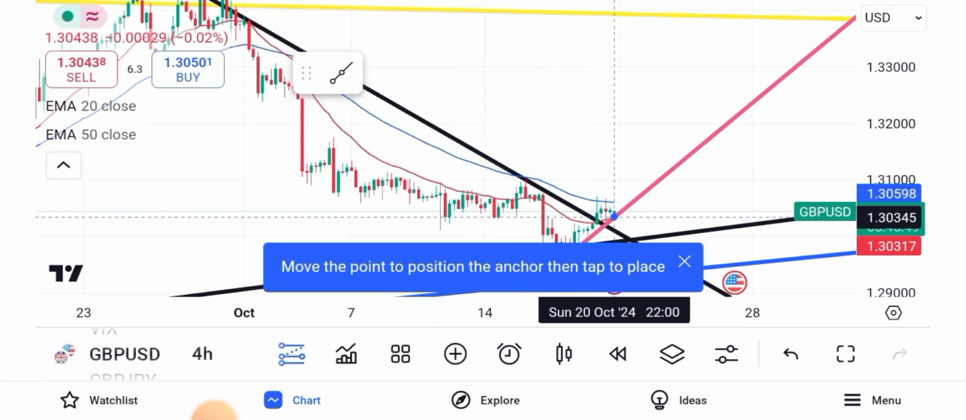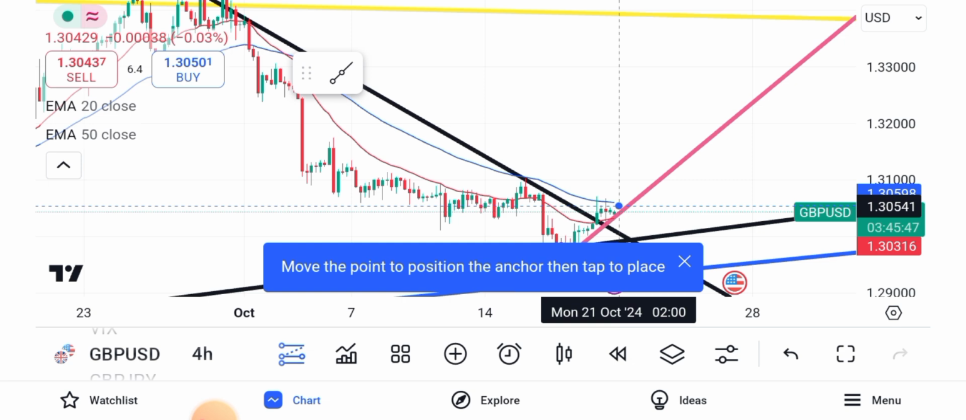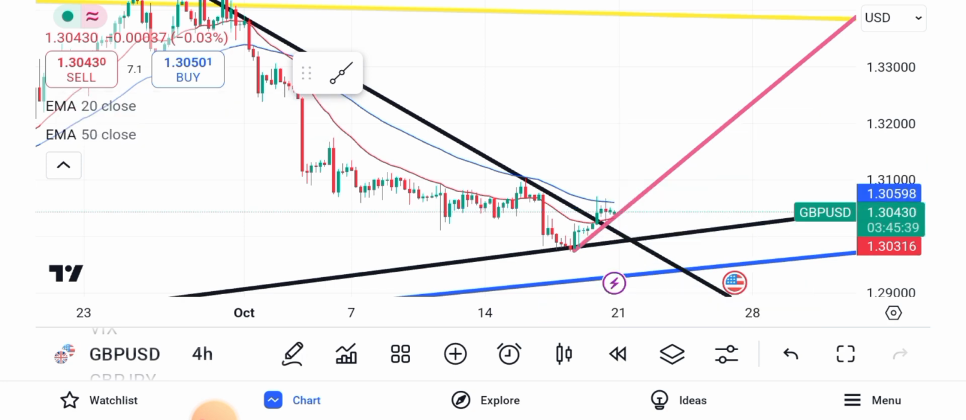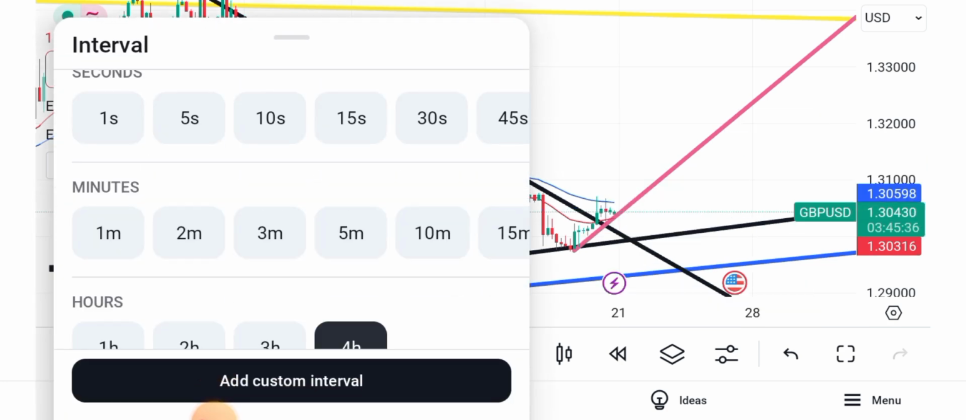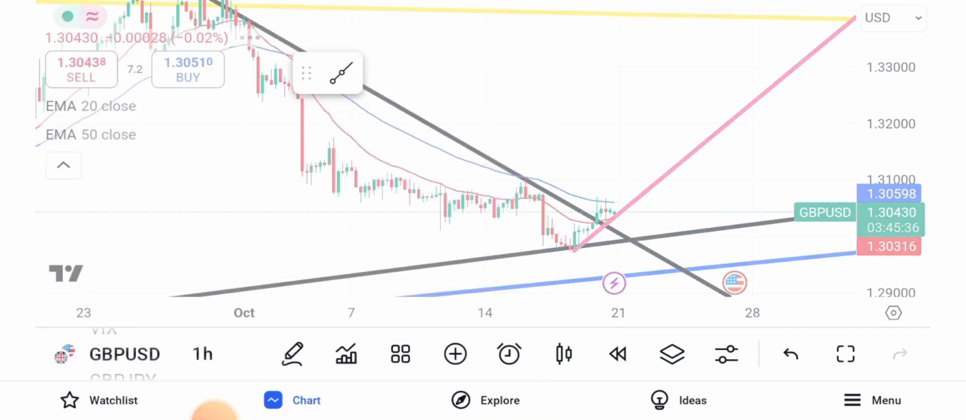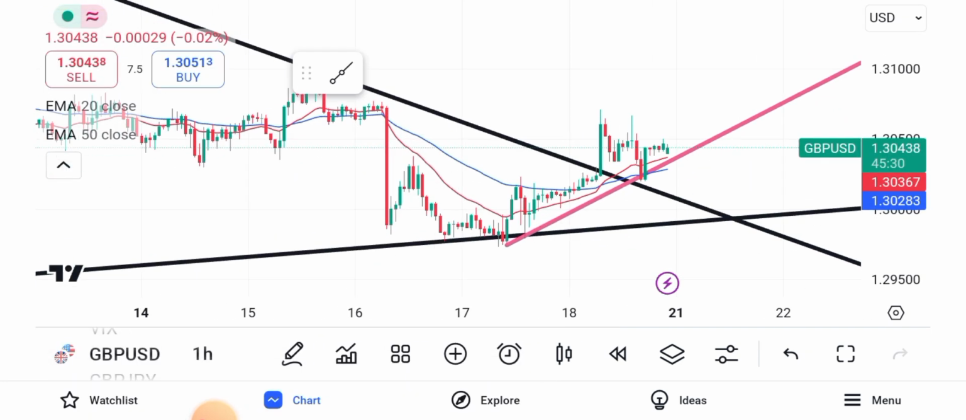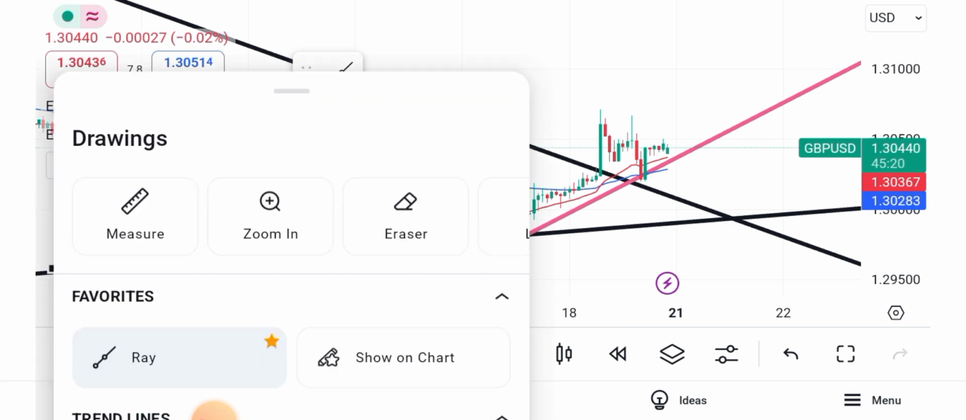I'd definitely say an entry could be right about here. No, let me cancel that, you guys. Sorry. We are going to go to the 1 hour chart just to see clearly what is happening. As you guys see, this could definitely be a 1, 2, 3 touch point. An entry could have been right above here. So let me just put this here.